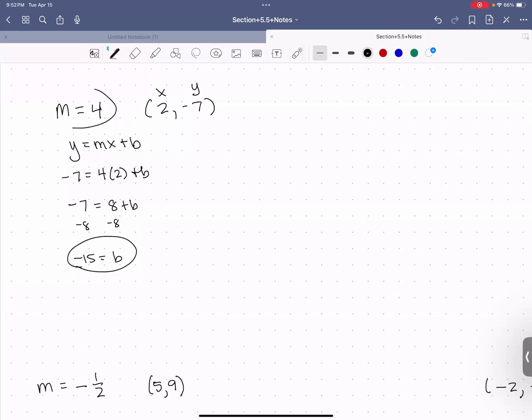Now we know b, we were told m to begin with. We'll write our equation, y equals 4x minus 15. So this would be our result to that particular problem.